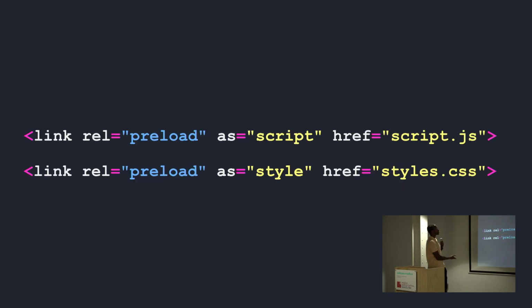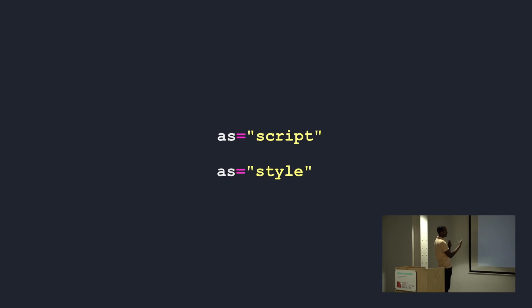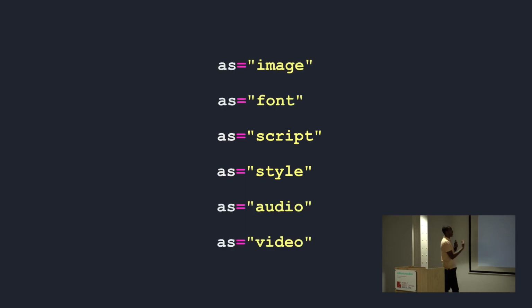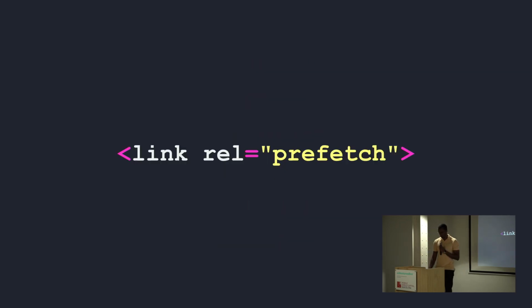So you can use preload to preemptively fetch JavaScript files. You can do it with style sheets. And again, it's the as attribute that defines what type of file you want to preload. You can use preload for images, for fonts, for audio, video, and there's even more.